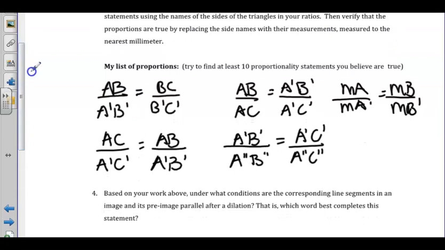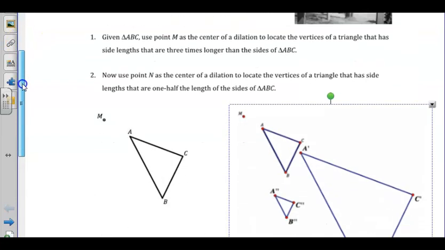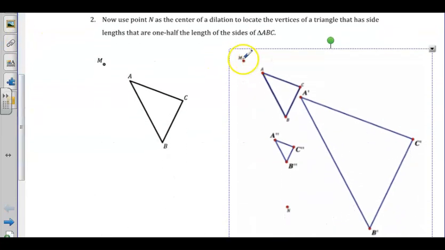And so I've listed some proportions. There are many you can come up with. AC over A'C' should be equal to AB over A'B', so on and so forth. So you can read those. I did do an example from MA over MA'. So there I'm using the focal point. MA over MA' should be equal to MB divided by MB'.